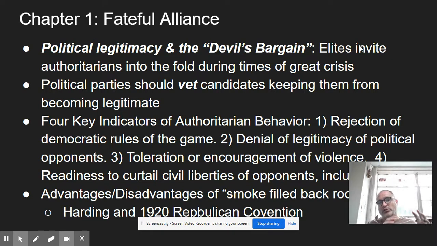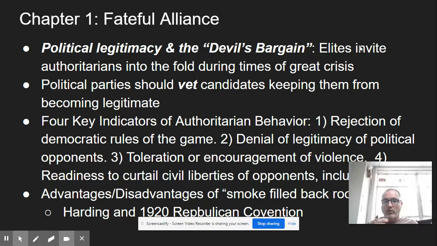So political parties should vet candidates. They should keep them from becoming legitimate. But in that time of great economic crisis or political or social crisis, you start to see cracks in that first line of defense, which is political parties. They make what the writers call the devil's bargain. It's the idea that you will reach out to someone and let somebody in you might not normally.